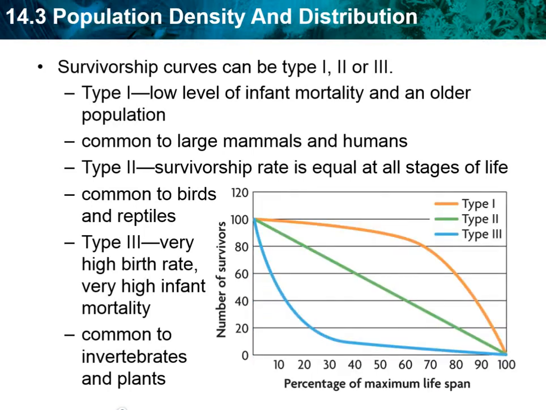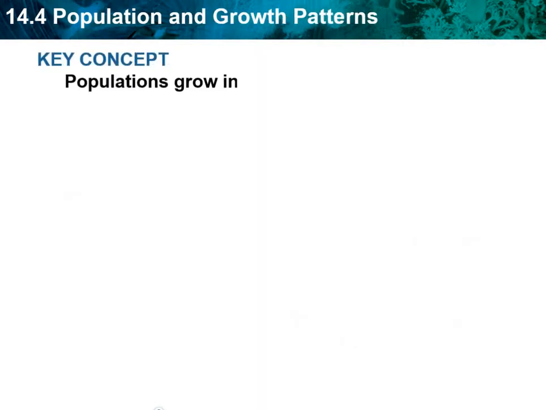So here you can see in this graph, the orangish color is representing, again, mammals and humans. You can see that it's going to be pretty high for the lifespan of the organisms. The green is the one that's the reptiles and birds. You can see that it's pretty much a straight line. And then you can see the one that has the high mortality the whole time. Basically, a high birth rate and high mortality rate is going to give you that type of survivorship curve.